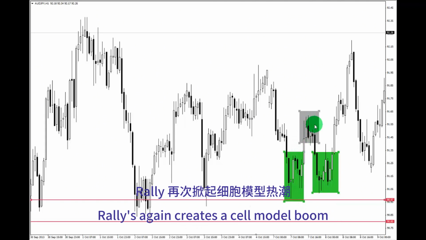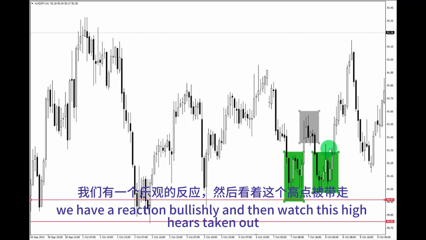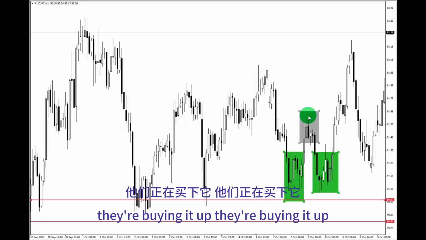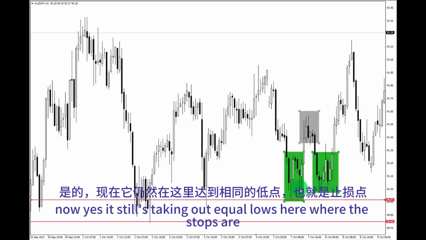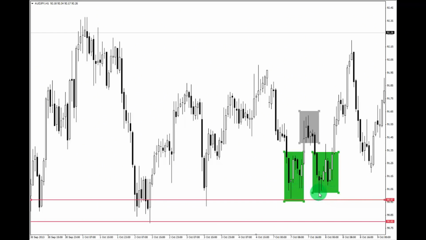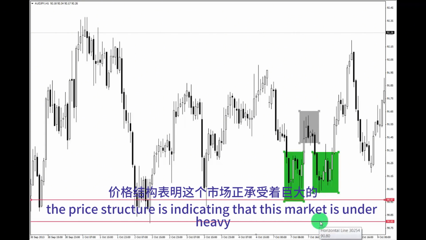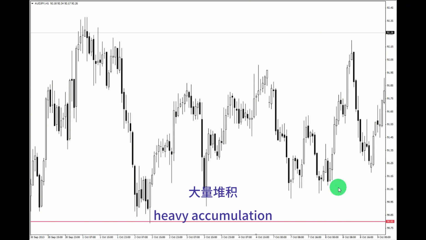It rallies again, creates a sell model. Boom. What's happening again? We have a reaction bullishly. And then once this high here is taken out, this is teaching us that the market is what? It's under accumulation. They're buying it up. It's unable to make lower lows. Now, yes, it's still taking out equal lows here where the stops are, but it's not breaking down because overall the price structure is indicating that this market is under heavy accumulation.